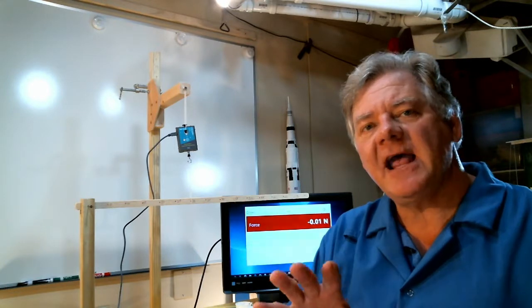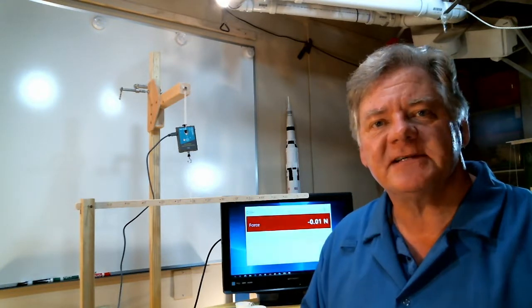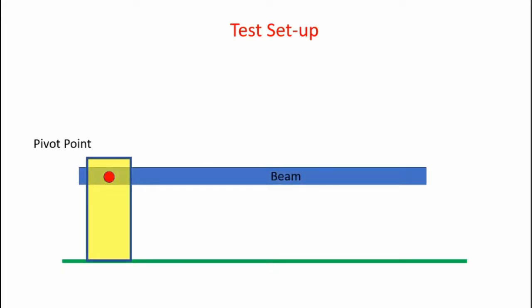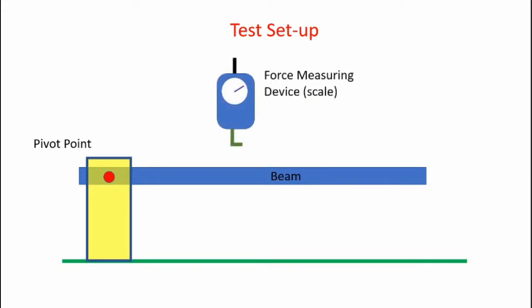So let's take a look at a diagram that shows the setup we'll be using for this experiment. Here's a simple diagram of the test setup we'll be using. First of all, I have a support with a pivot point, and to that support I'll attach a beam. I'll be using a scale to measure forces, and I attach that scale to the beam using a string.